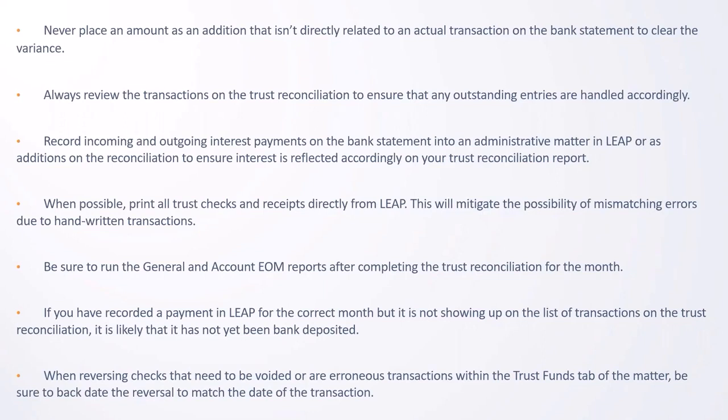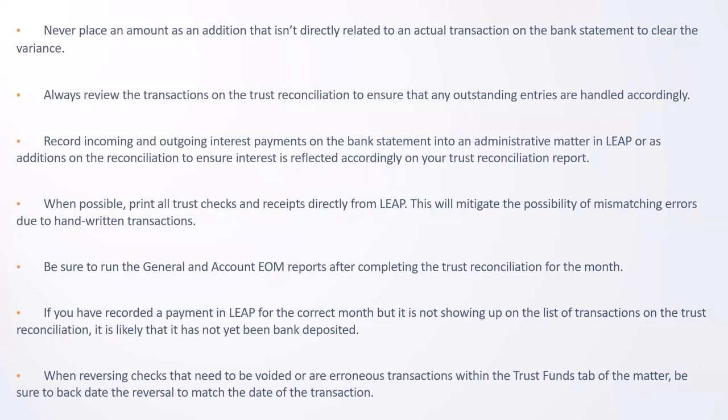Record incoming and outgoing interest payments on the bank statement into an administrative matter in LEAP or as additions on the reconciliation to ensure that interest is reflected accordingly on your trust reconciliation report. When possible, print all trust checks and receipts directly from LEAP. This will mitigate the possibility of mismatching errors due to handwritten transactions. Be sure to run the general and account end-of-month reports after completing the trust reconciliation for the month.